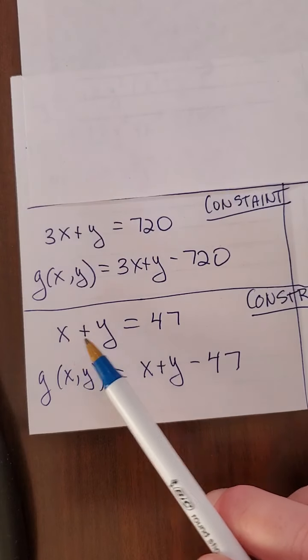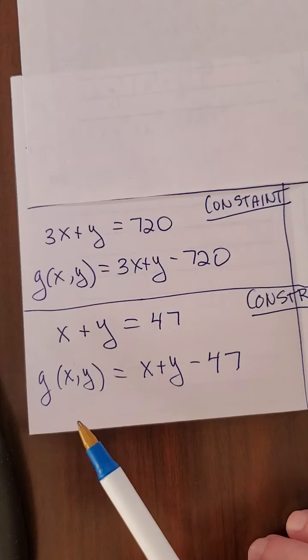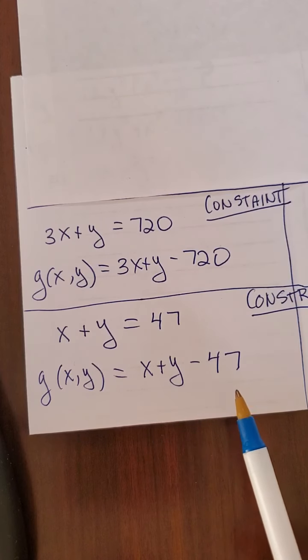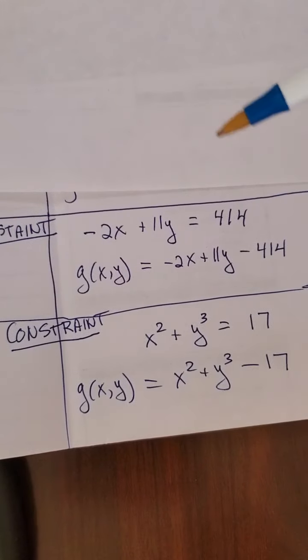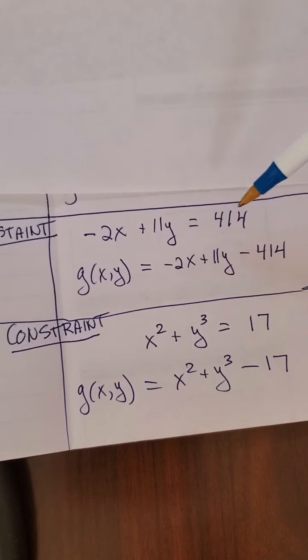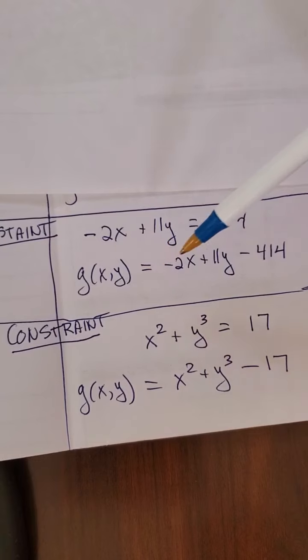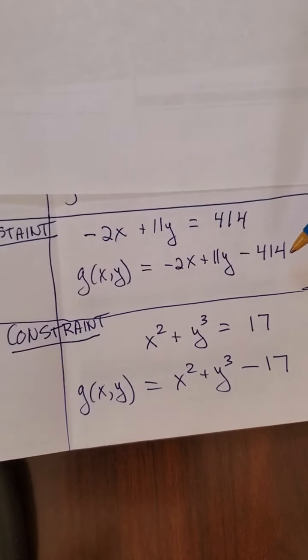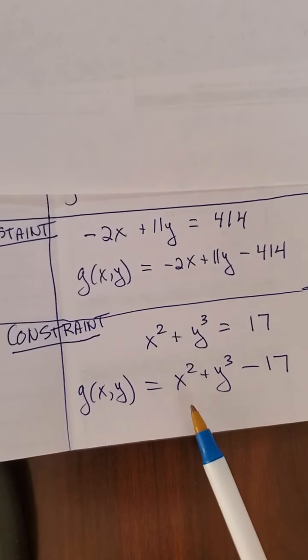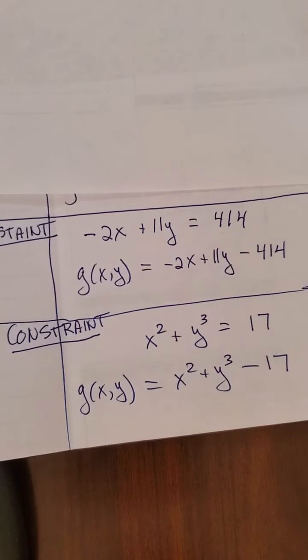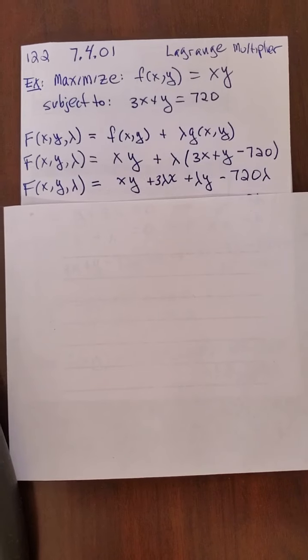If my constraint is x plus y equals 47, then g of x comma y would be x plus y minus 47. I'm just giving you examples of how to find the g. If my constraint was that negative 2x plus 11y equals 414, then g of x comma y is going to be negative 2x plus 11y minus 414. I hope you're getting the point of this. If my constraint is that x squared plus y cubed equals 17, then g of x comma y is going to be x squared plus y cubed minus 17. That's how you make g. You basically take the constraint and bring everything over to one side. Bring the constant over to one side.